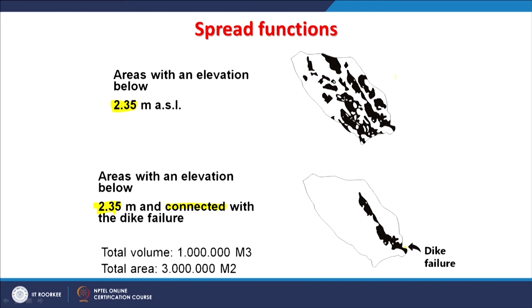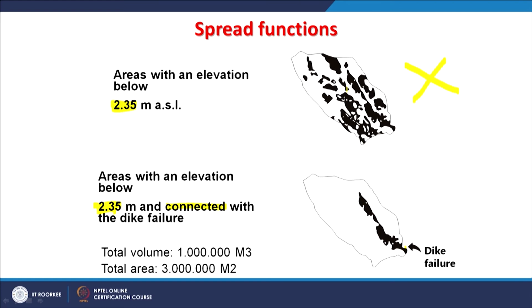Like here, in a crude way of doing analysis, we said any ground less than 2.35 meter is a flooded area. But this kind of estimation or mapping is completely wrong, because different areas are not connected. Though different areas have lower grounds, in between there are higher grounds.